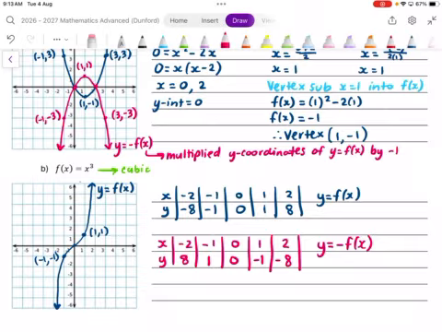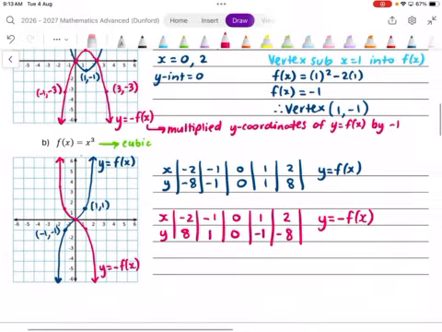Does that make sense? So what we'll have is the points -1, 1, 0, 0, 1, -1. Remember our cubic shape like so. And that is our y equals negative f of x. That's a reflection in our x-axis, so it's a vertical reflection there. All right, turn the page when you are ready for our next one.